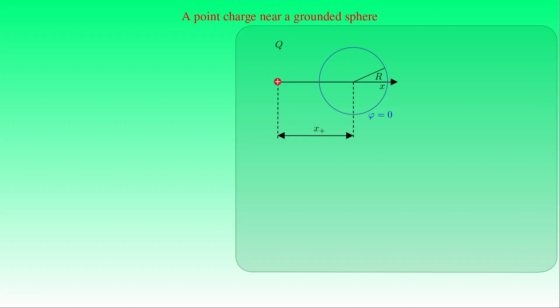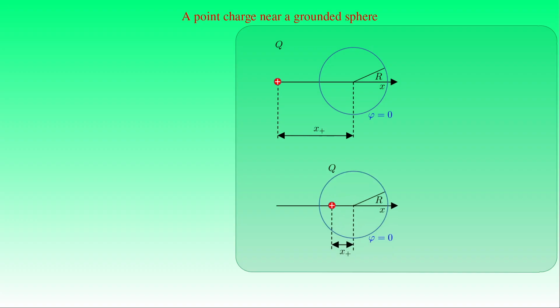Now let us apply the method of images to determine the electric field due to some systems involving a point charge. The first example for such a system is a positive point charge q at the distance x sub plus from the center of a conducting sphere of radius capital R at zero potential. If the distance x sub plus is greater than the radius capital R, the point charge q is outside the sphere as seen in the figure, otherwise the point charge is inside the sphere.